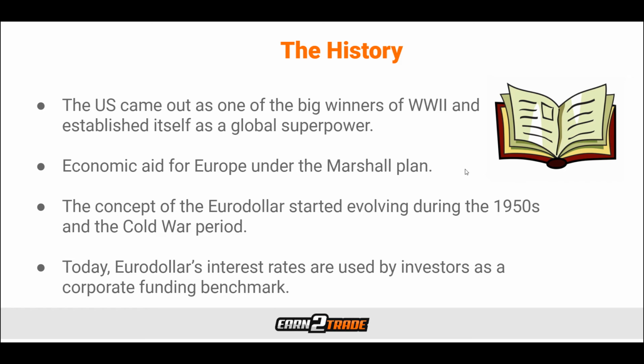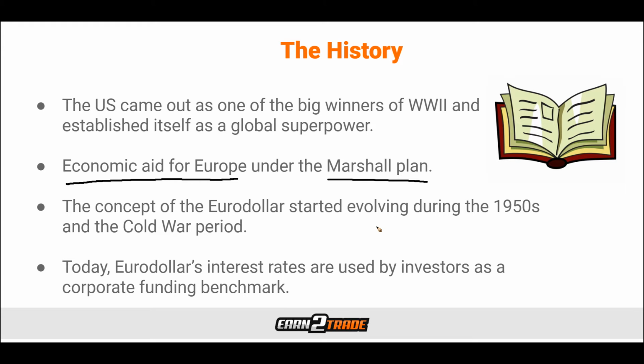The history of the Eurodollar is quite interesting, and it dates back to the post-World War II era. This is because the US came out as one of the global superpowers, and being such a powerful country at the time, there was such a high demand for the US dollar. Other factors that went into why people were demanding US dollars had to do with the economic aid that the US was applying in Europe underneath the Marshall Plan, as well as just the booming US economy in general.